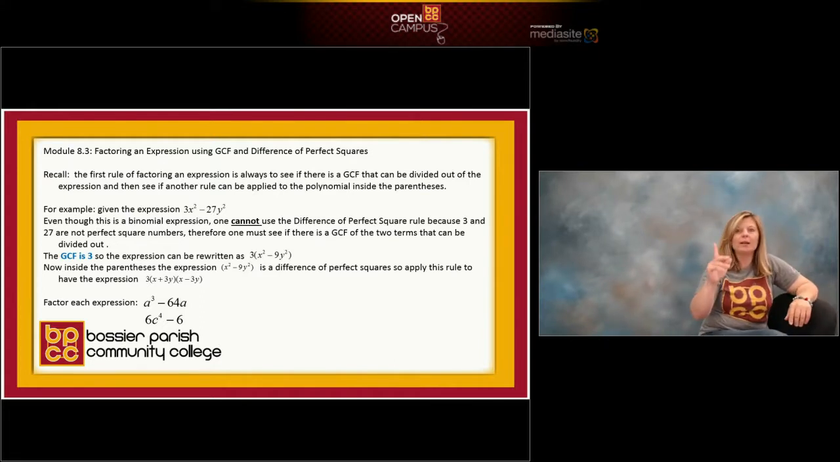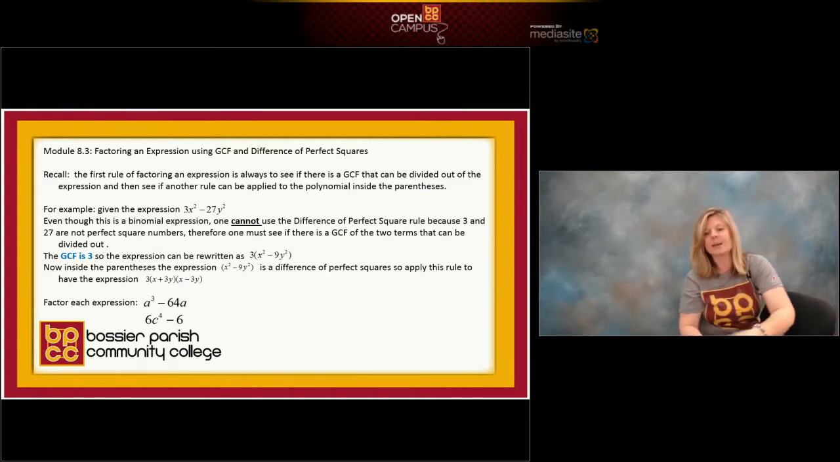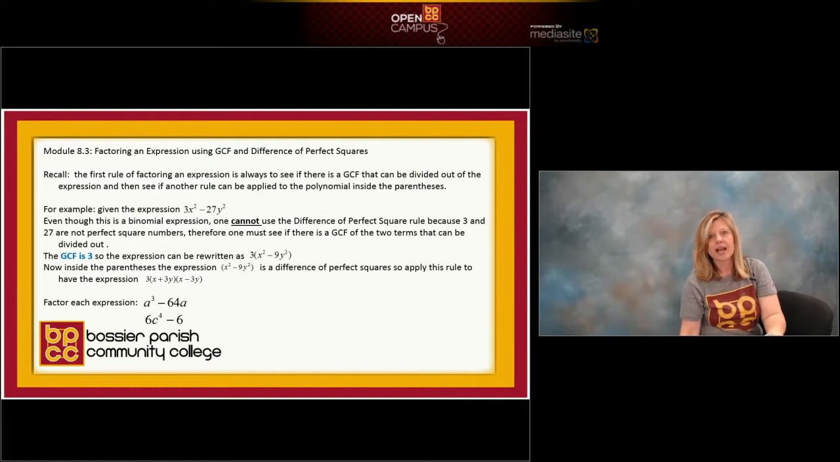What you have to do is say, wait a minute, is there a GCF in common? Sure there is. I could take 3x squared and 27y squared and divide both of those terms by the number 3. So I'm going to pull out the 3 and write it in front, and I'm going to put one set of parentheses to tell me what's left. Don't put 2 sets. When you do the GCF rule, you put the GCF in front and one set of parentheses to tell me what's left when I divide. So 3x squared divided by 3 is x squared. Negative 27y squared divided by 3 is negative 9y squared. Everybody's good? Great. But you're not done factoring.